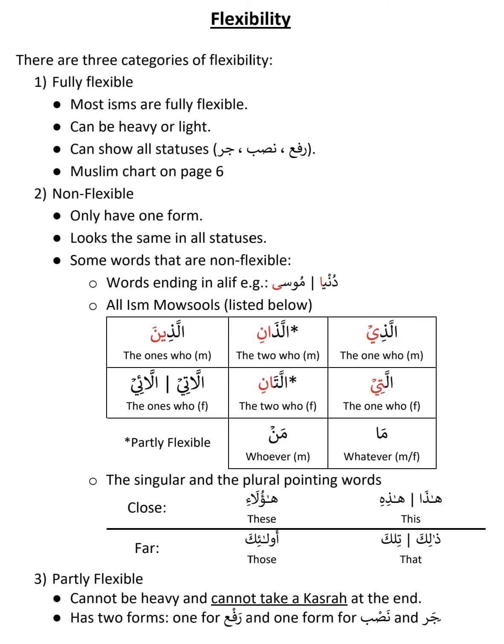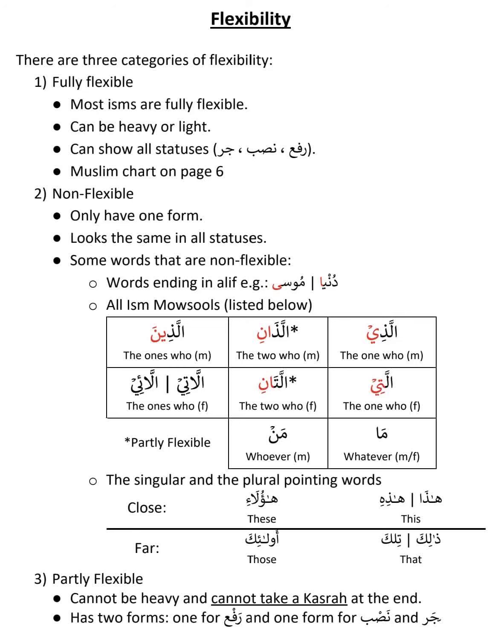So fully flexible is very clear. Most of the Arabic words are fully flexible. Almost all words are fully flexible. The exception we're going to learn is the non-flexible words. Those cannot show the Rafa, Nasib and Jar status. All are the same when looking outside. That is non-flexible, and those are only few. Musa, Isa, Dunya, Hada, Alladhi.